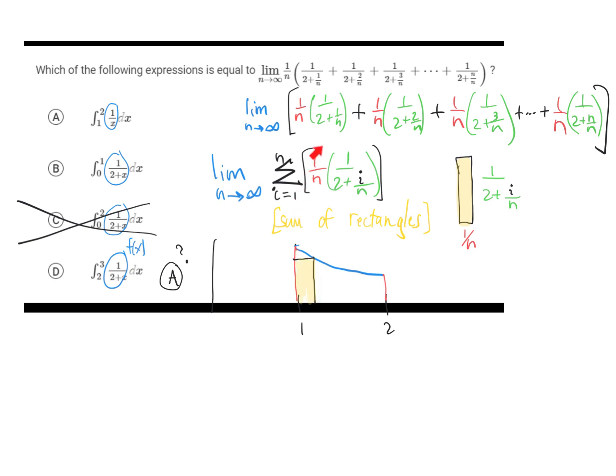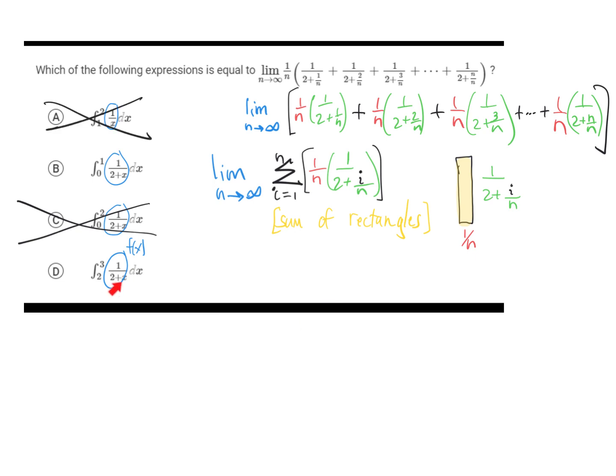The answer is no, because to get this output for the height of a rectangle, the input would have to be an x value of 2 plus 1 over n. And then for the next rectangle, it'd have to be 2 plus 2 over n. The problem with that is we're not starting at 2. Those are places over here where we are not existing for this definite integral. So we can rule out part A.